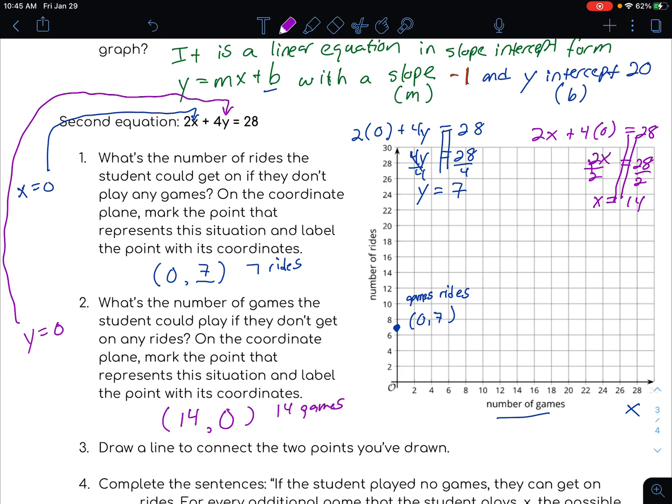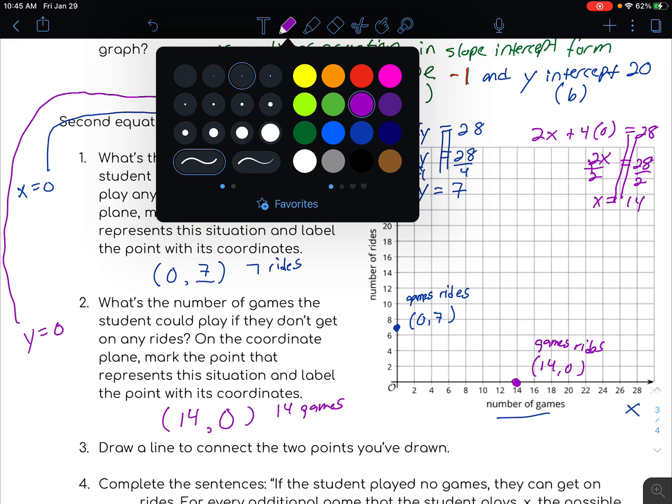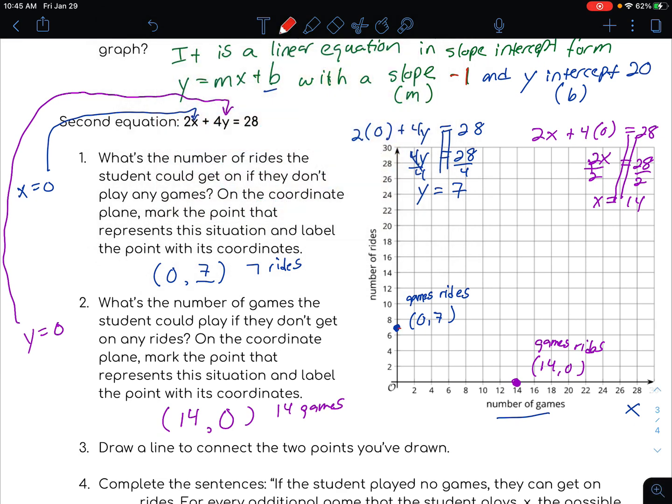All right, so 14, 0 would be that point right there. 14, 0, so 14 games and 0 rides. Just like in the first problem, let's go ahead and draw a line to connect the points that we have drawn in there. All right, looks good.